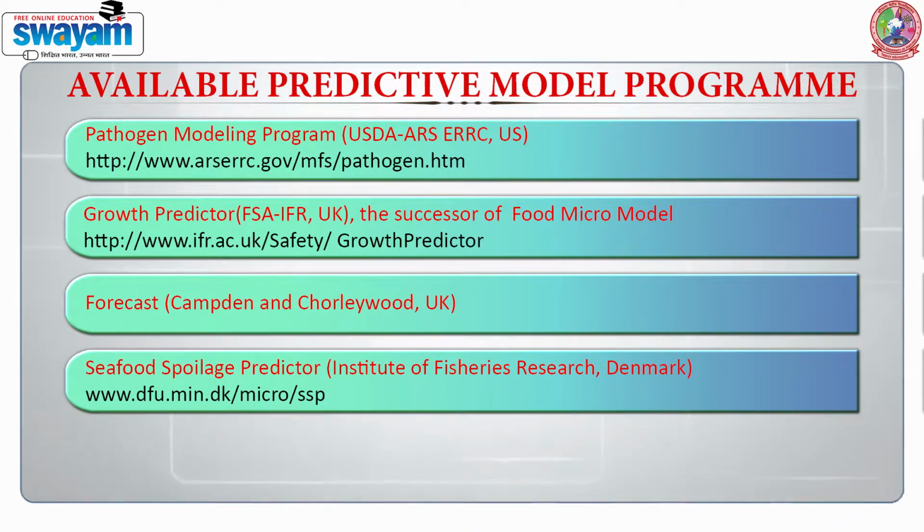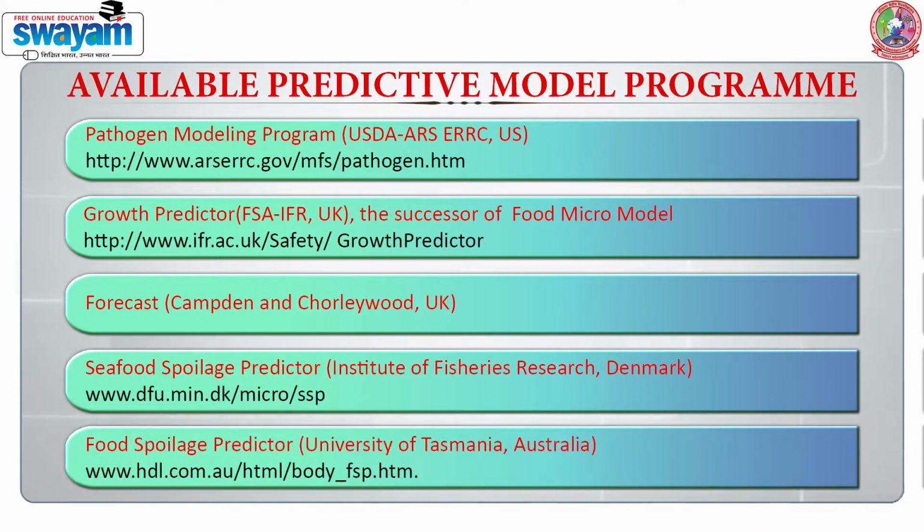Then we have a specific model for the seafood spoilage, and it is known as the Seafood Spoilage Predictor. This has been given by the Institute of Fishery Research, Denmark. Then we also have a very popular model which has been given by the University of Tasmania, Australia. This model is known as Food Spoilage Predictor model.